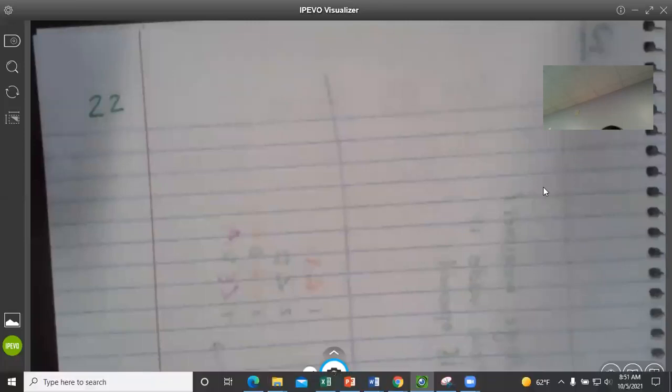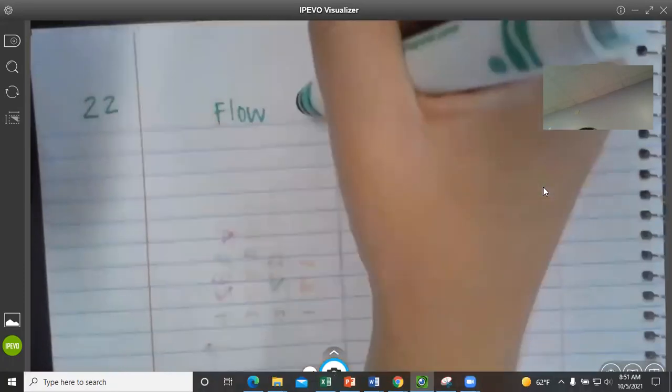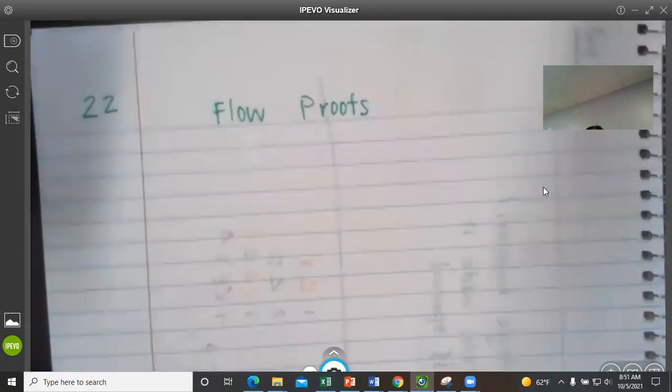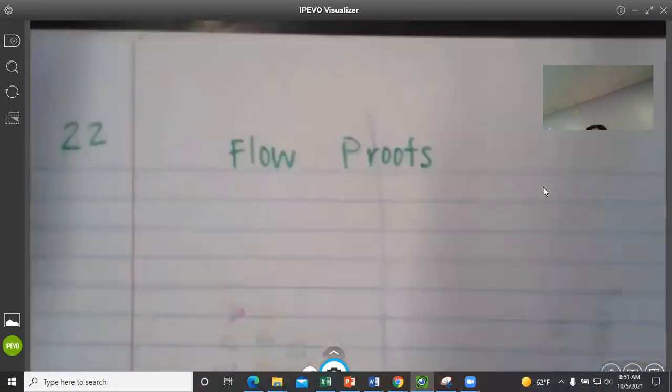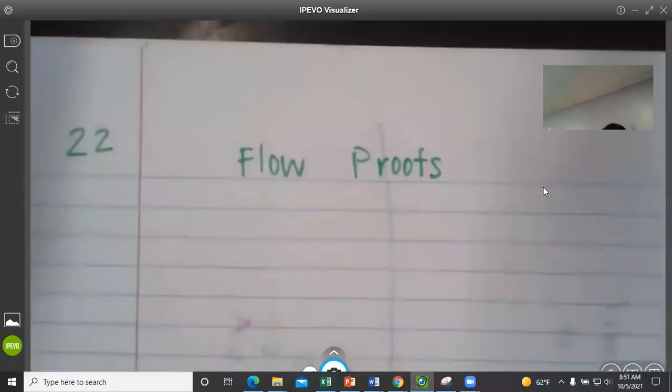All right, we're on page 22, and we're going to do what they call flow proofs. One of the reasons you take geometry is to do proofs. They're really important in math, and this is where you get your introduction to proofs in geometry. That's one of the reasons you take geometry.